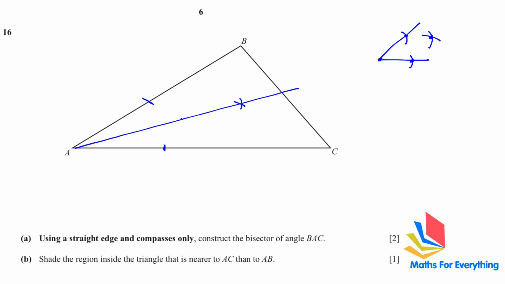I first made an arc here, then an arc here. From this point here and from this point, I cut that arc, then join the vertex and the arc together. Part B, shade the region inside the triangle that is nearer to AC than to AP. We don't have this in our syllabus from this year onwards, but just in case it comes, this is the region that we have to shade.